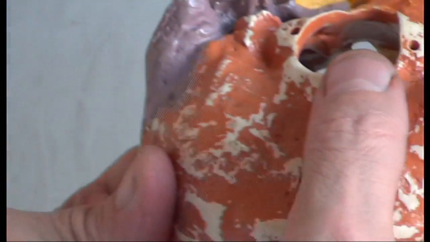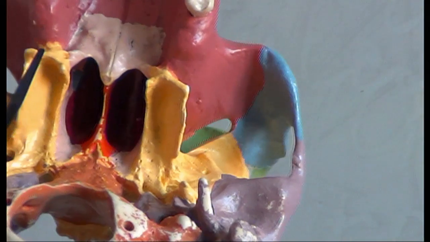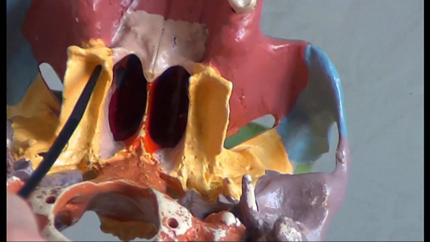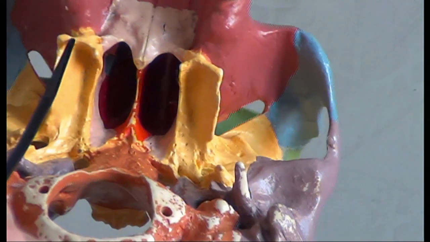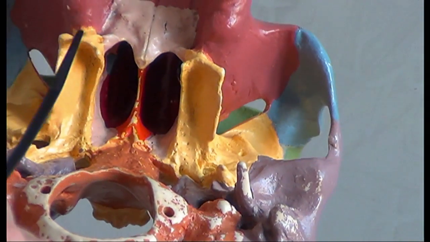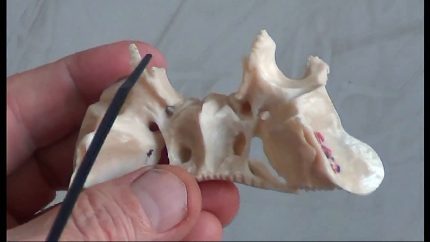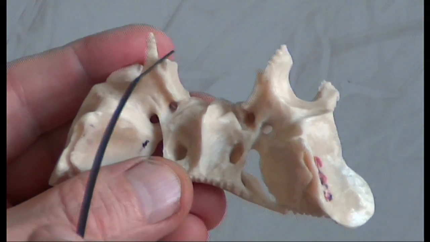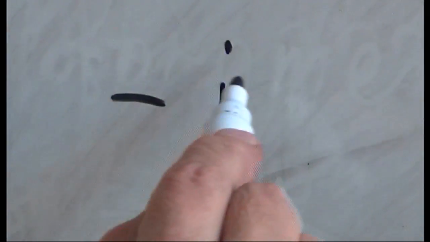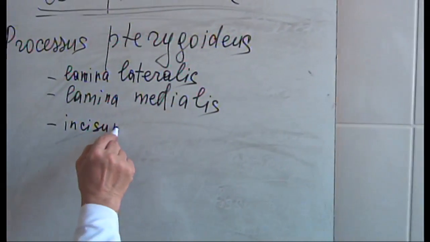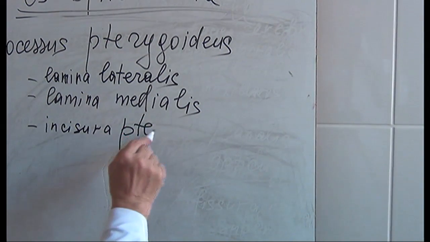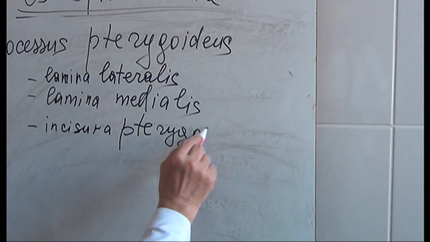It's interesting that between these two laminae on the skull, we can't find any incisure. But if we use a distinct bone, we can find here incisura pterygoidea.